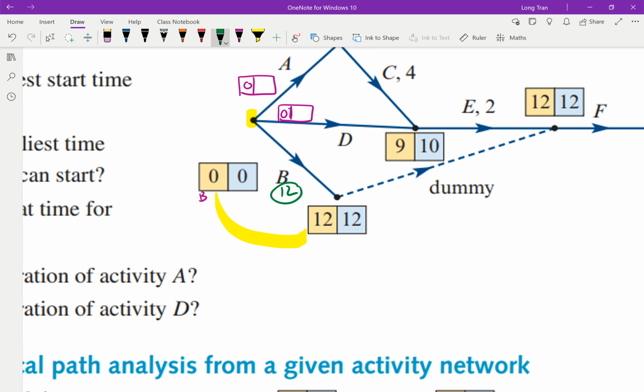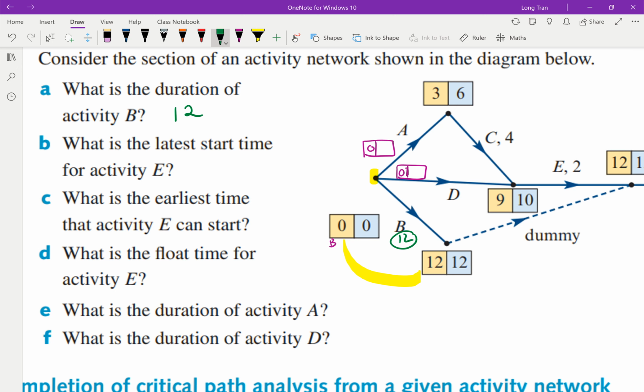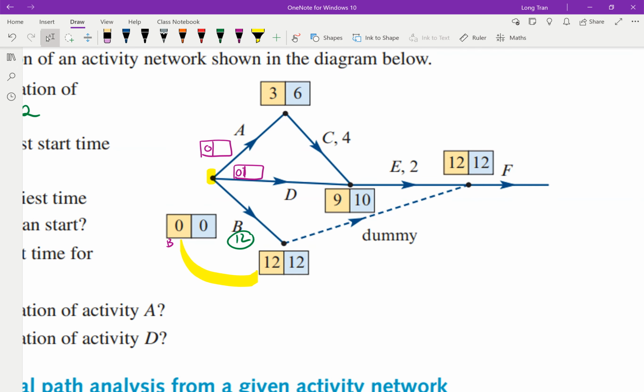Similarly, what can I also do? What is the latest start time for activity E? Activity E is this one over here, so you've got to think of it as there's a box here. The question is, what is the earliest start time, is what you're trying to find there.